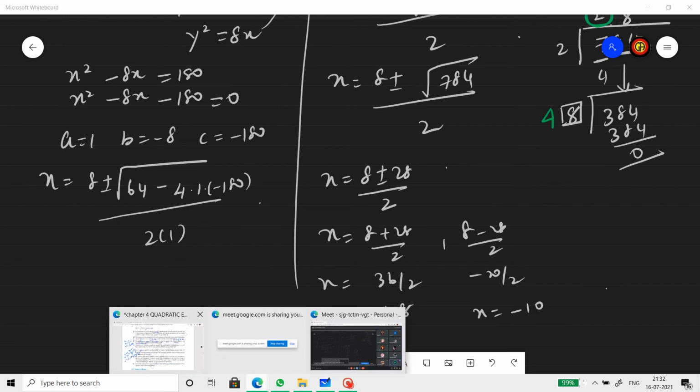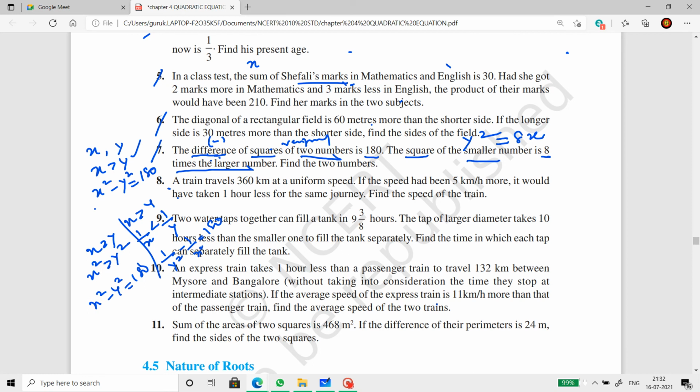Let's go back to the question and find out what x represents there. x represents squares of two numbers. It doesn't say whether positive or negative. Squares of two numbers, one is the square of the next.